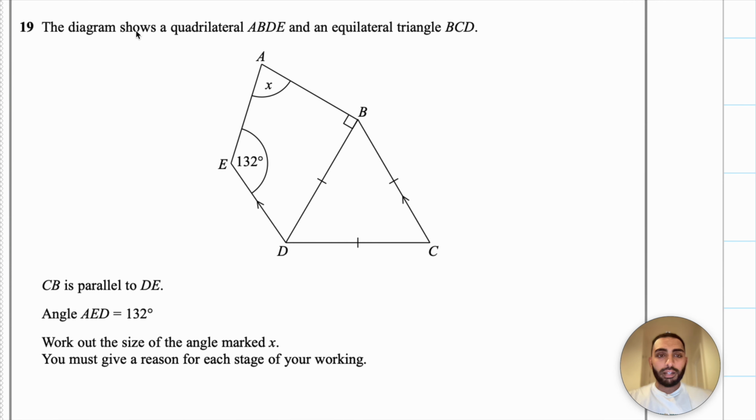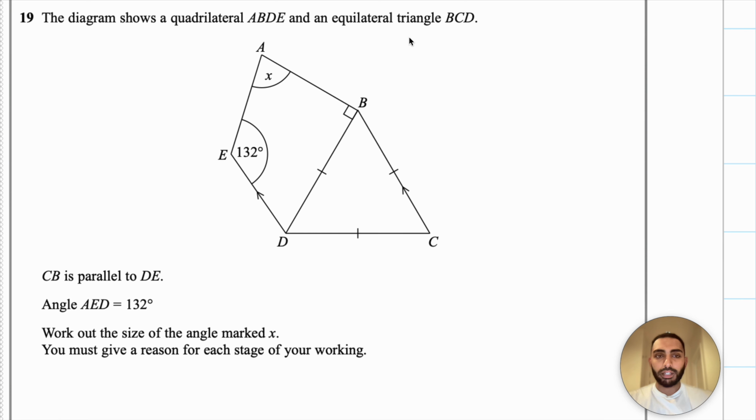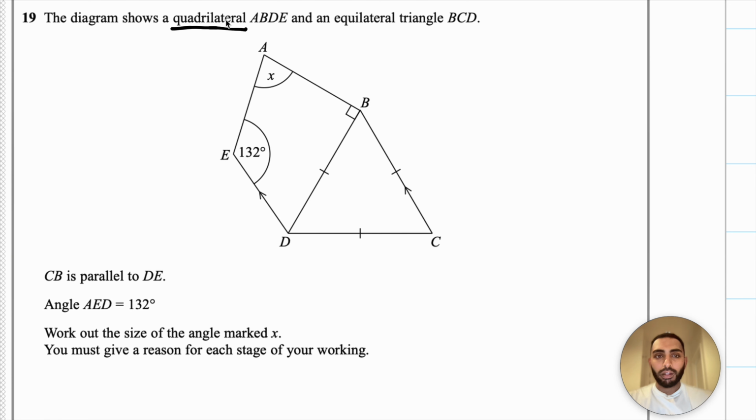Question 19. The diagram shows a quadrilateral ABDE and an equilateral triangle BCD. So this is telling us 2 things. Angles in a quadrilateral will add up to 360 degrees and angles in a triangle add up to 180. Because it's an equilateral triangle, all of the angles are going to be equal. So if I divide 180 by 3, that's telling me all of these will be 60. That's my equilateral triangle. I'll just label all of these as 60. That's 60, that's 60, and that's 60.